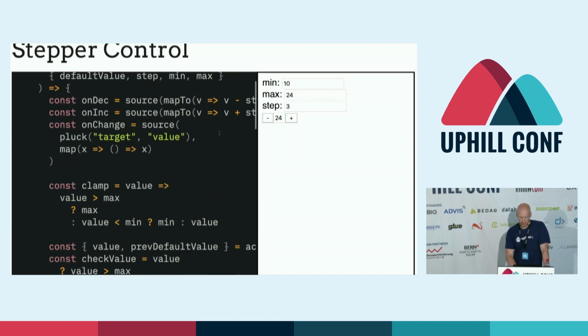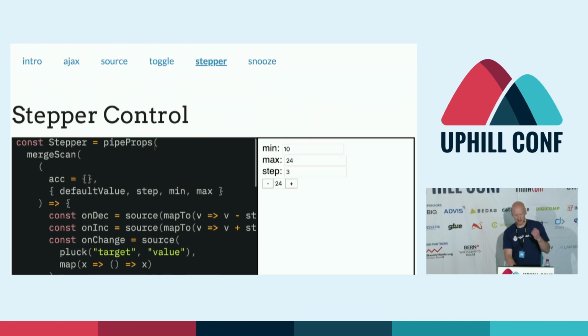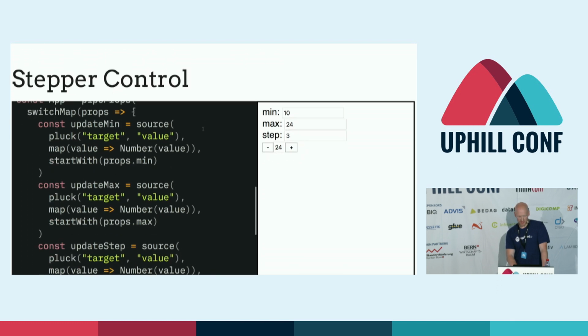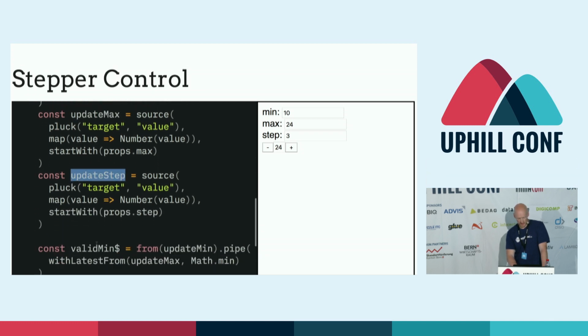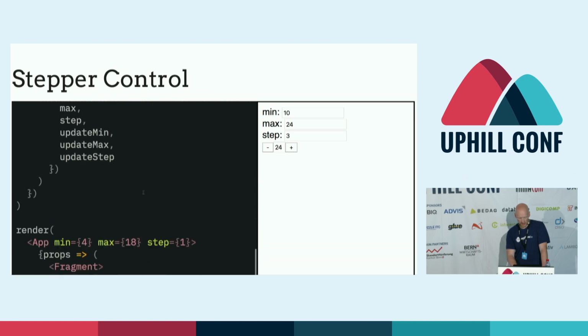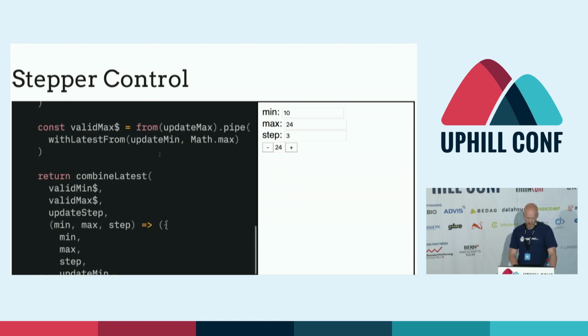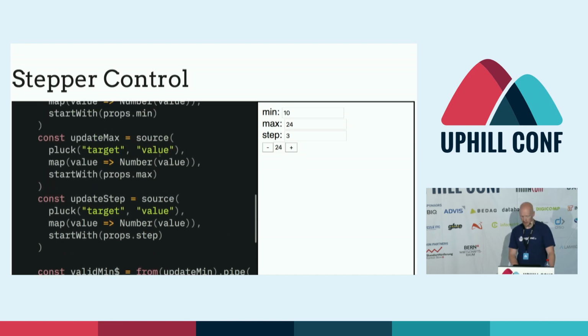Now, with this approach, this stepper component, my app is just piping some props down to update min, update max, update step. And those are all sources. And they're starting with whatever I defined inside of my app. I have a min of 4, a max of 18, a step of 1. Starting values. I could change those starting values, and those would update as well. And then I pass those down so that my app is controlling those minimum and maximums.